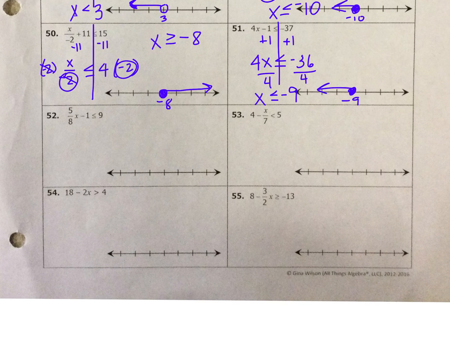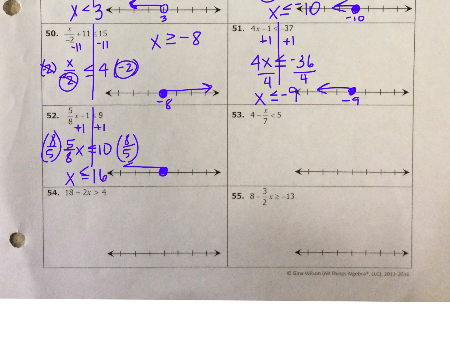For 52, I've got to start by adding the 1. 5 over 8x less than or equal to 10. I'm going to multiply by the reciprocal. You could also divide by 5 over 8. Either way, it'll give you the same answer. I'm left with x equals 16. Not equals, I'm sorry, is less than or equal to. Closed circle on 16. Arrow goes that way.